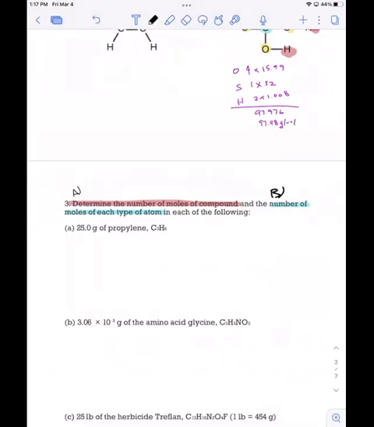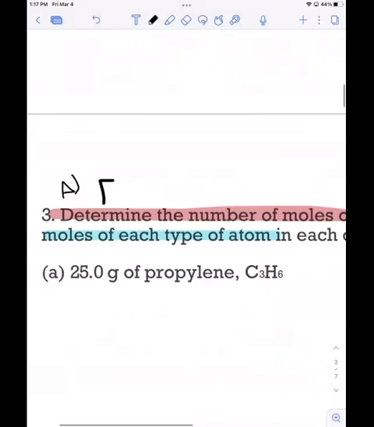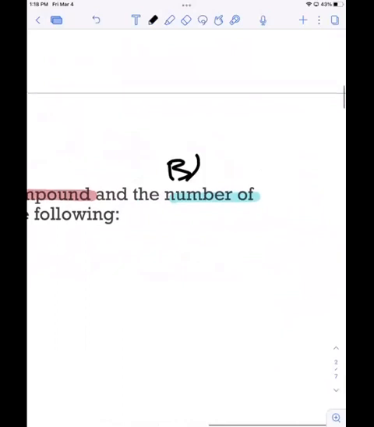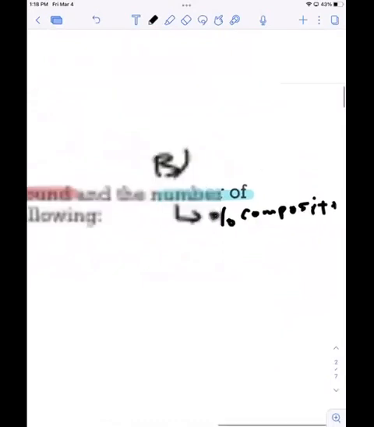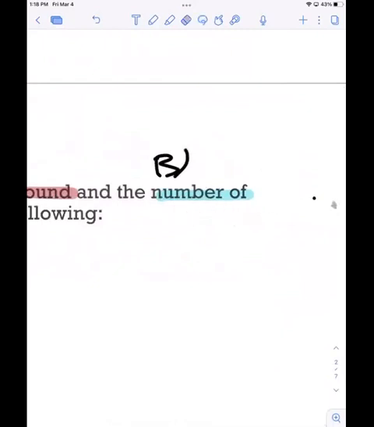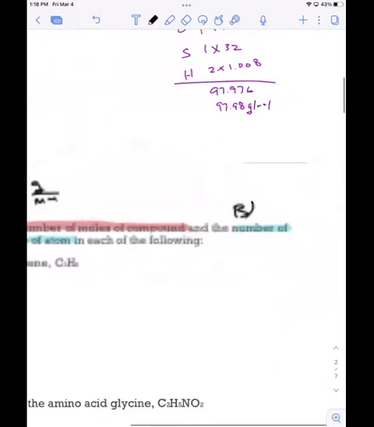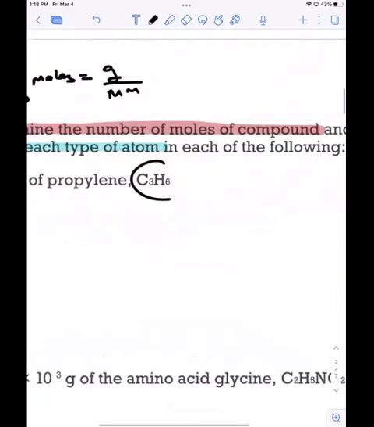So the way we do this, moles of compound is what? Grams over molar mass. If we know the mass of the compound in grams and we know its molar mass, we can get moles. The way we're going to do the second part is through percent composition. All right. So this is our compound, propylene, C3H6.